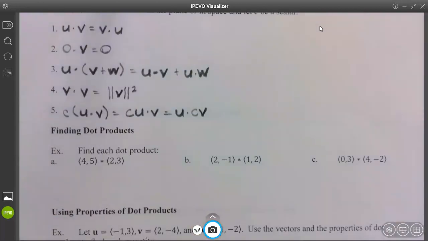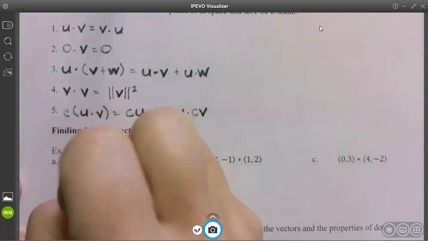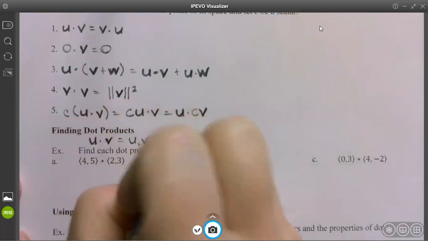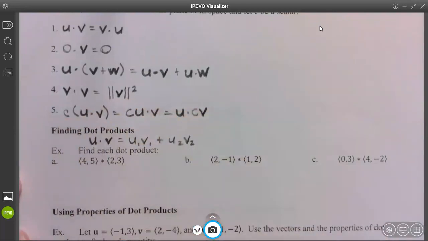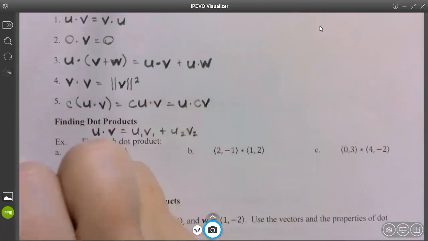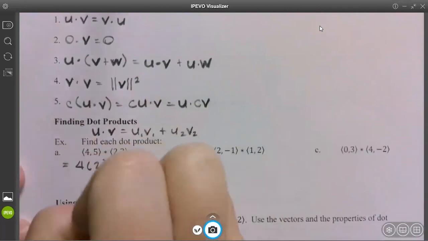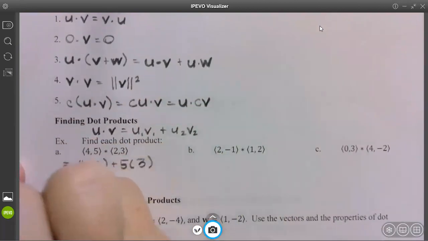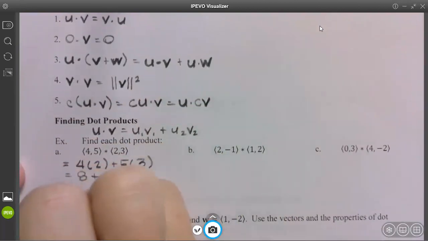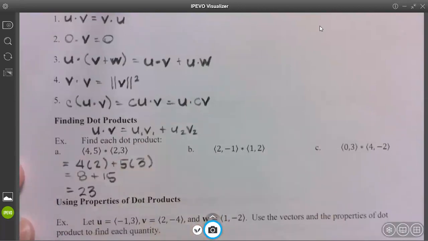So how do you find dot products? You again just follow those rules up there. So U times V is U1 V1 plus U2 V2. Now remember, it's going to be a scalar, so it's going to come out to one single number. So this one is 4 times 2 plus 5 times 3. 4 times 2 is 8, 5 times 3 is 15, and then 8 plus 15 is 23.